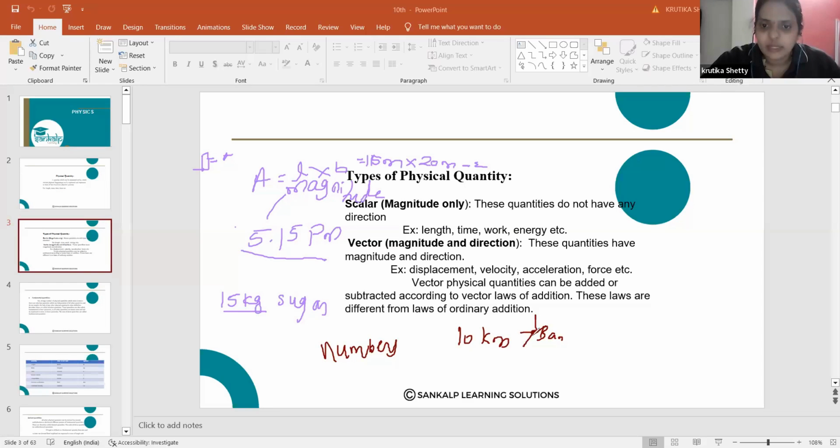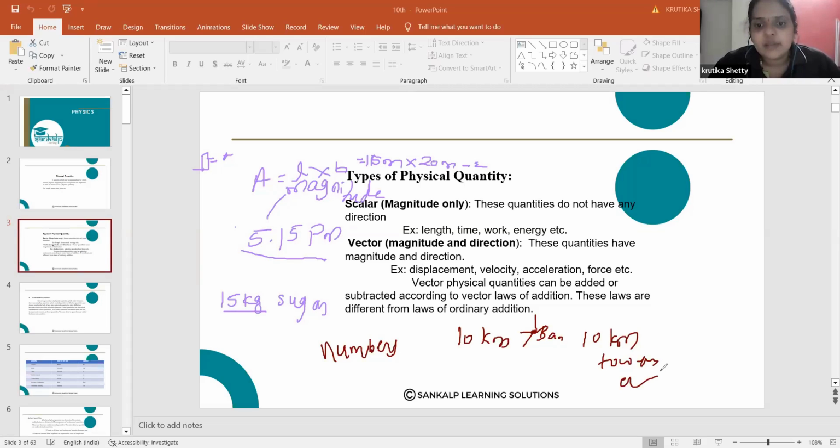So if you say only 10 kilometer, it is a scalar quantity. Along with the 10 kilometer, if you specify the direction, that is today in Bangalore, I am traveling 10 kilometer towards electronic city, right?